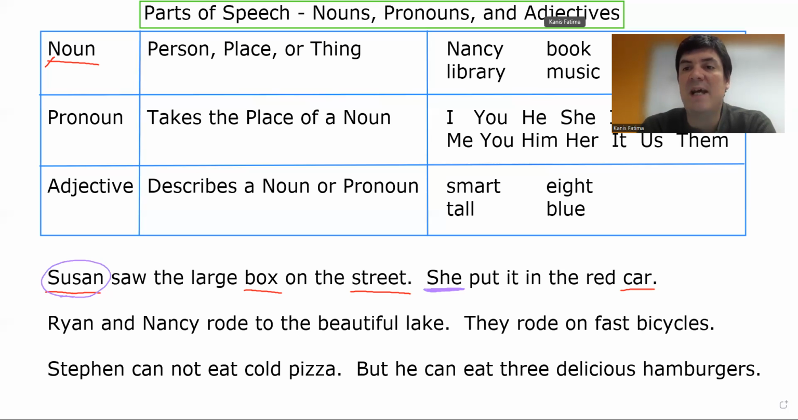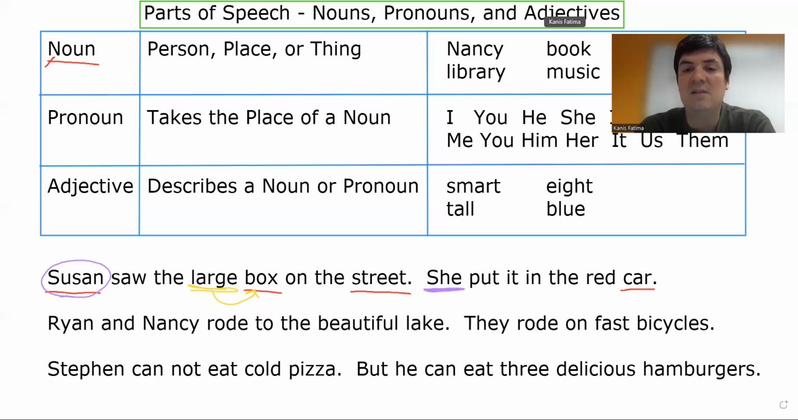Now that I found my nouns and pronouns, now it's time to find my adjective. Looking at the first sentence, Susan saw the large box on the street. Large is an adjective. It is describing the box. It's telling me how big the box was. What's the size of the box? Susan saw the box. Susan saw the large box.